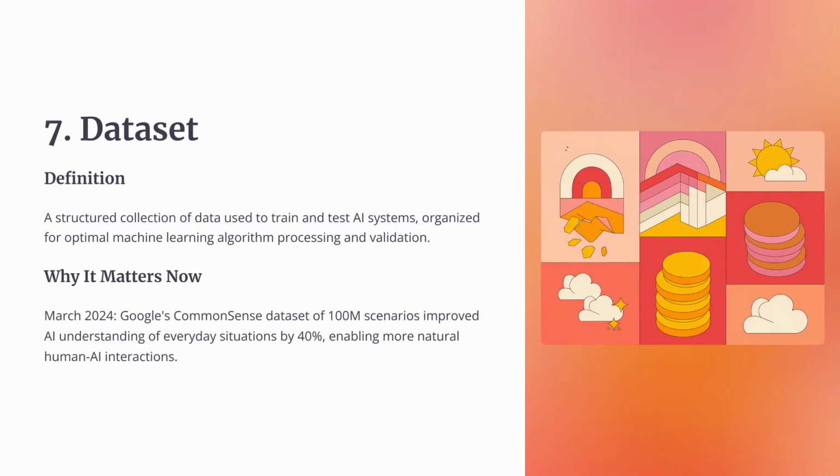A dataset is a structured or unstructured collection of data used to train and test AI systems, organized for optimal machine learning algorithm processing and validation. Think of a dataset as the AI's textbook, but much more comprehensive. To teach AI about the world, we need to show it millions of examples. Google's Common Sense dataset is revolutionary because it's teaching AI about everyday situations. It's like giving AI a crash course in human common sense.